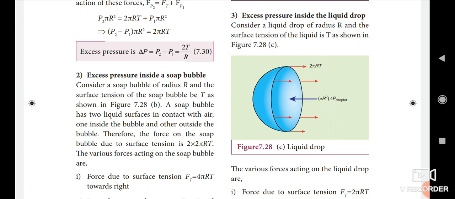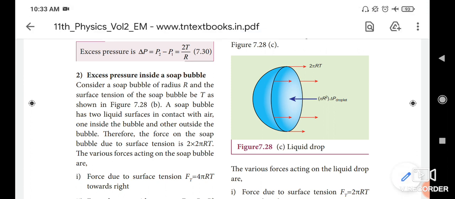Why here do we put 2 into 2 pi rT? Here two liquid surfaces are there, one inside the bubble and one outside the bubble, so the force due to surface tension is 2 pi rT for each. Here two surfaces are there, so 2 into 2 pi rT.